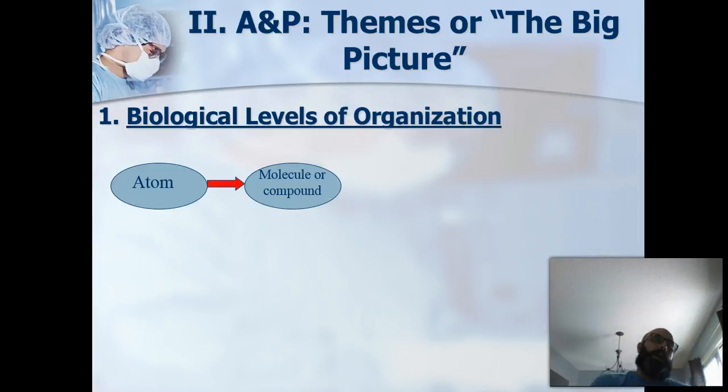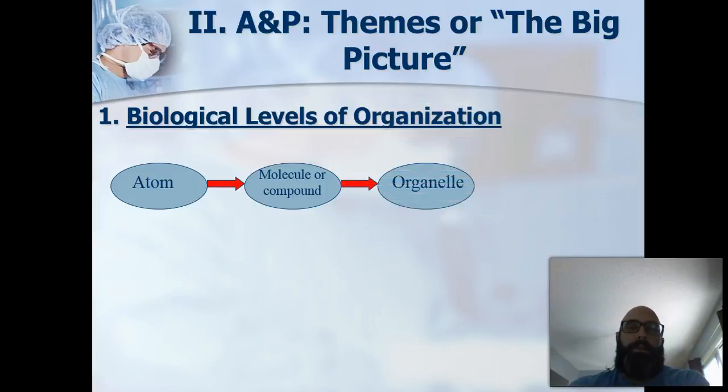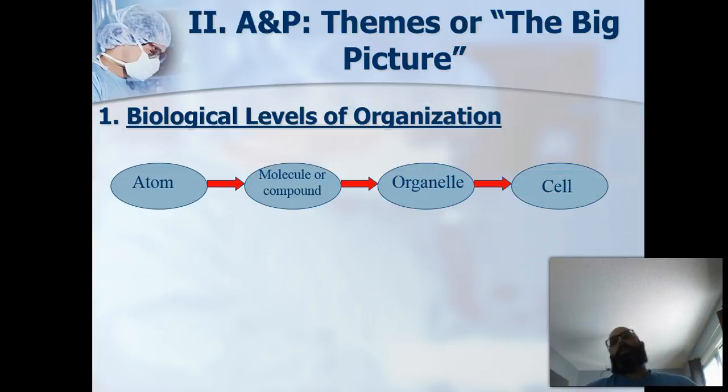Again, not quite at the biological level of organization, but when you take several molecules or compounds and put them together to serve a similar function, you end up with the organelles of cells. When you have several organelles working towards a common function, you end up with cells. A cell is the smallest unit of life, the smallest thing you can get, an individual cell, and still be considered alive.